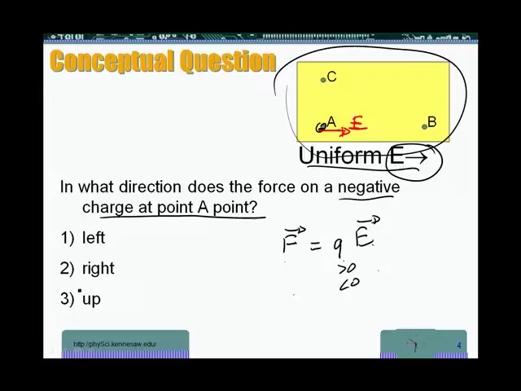Now, the force is opposite in direction to E because, as we mentioned, the charge is negative. So the direction of the force, it's going to be this way. So it is to the left.